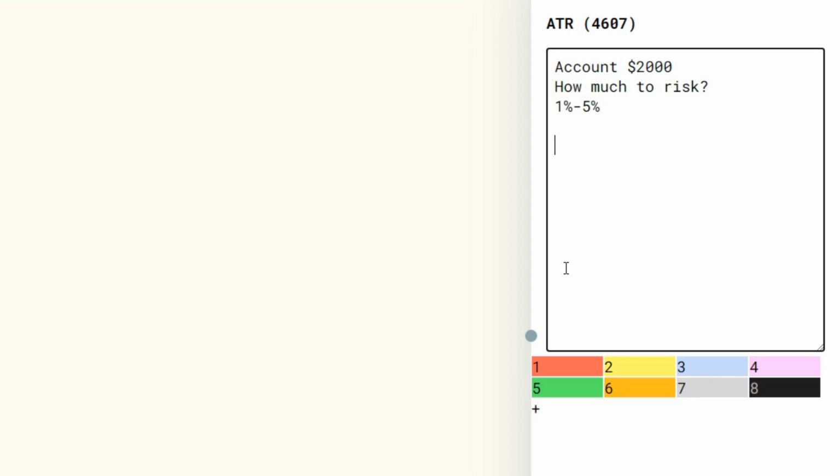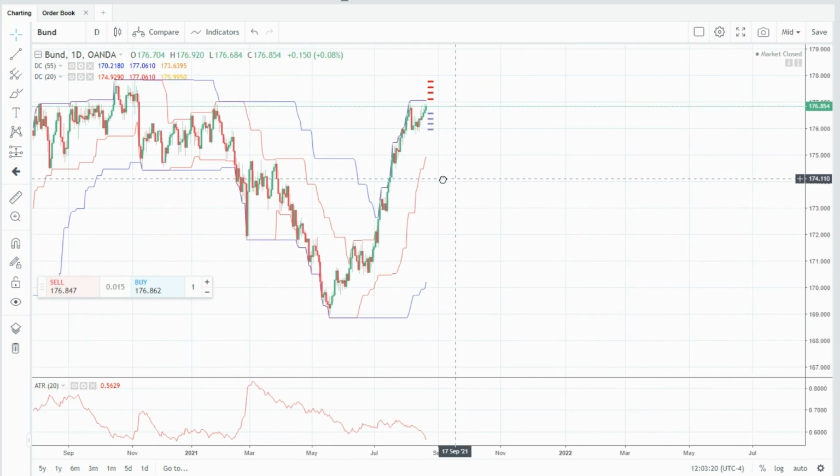So for the trades that I'm doing, I am risking 1%. I am willing to risk 1% of $2,000. So I am risking $20 per trade. So no matter what market it is, I'm going to risk $20. And so, how do you actually allocate this $20? Well, let's take a look at this market.